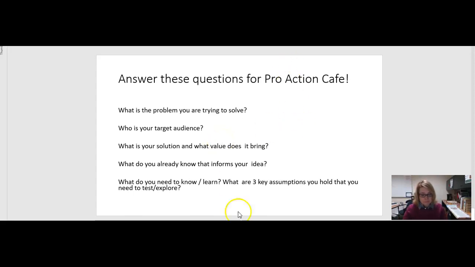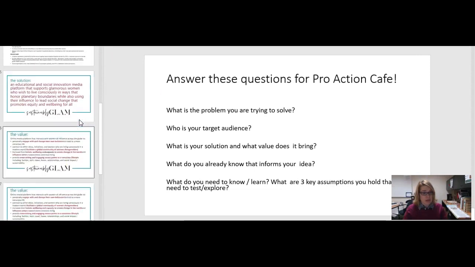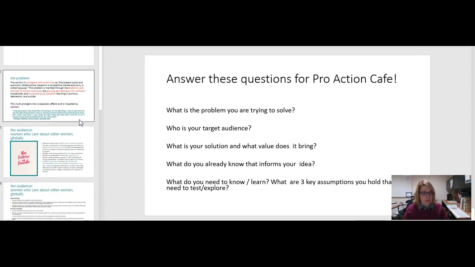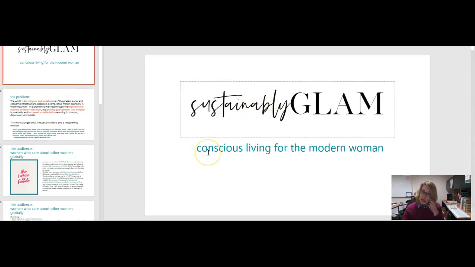So, with that, I think I'm going to be brave here, guys, and I'm going to give you just a little glimpse of something that I have been prototyping. So I am looking at creating a social media platform. Actually, it's a multimedia platform, and it's called Sustainably Glam. And the subtitle for that is Conscious Living for the Modern Woman. And you're probably thinking, what is she doing? Okay, here's what I'm doing.